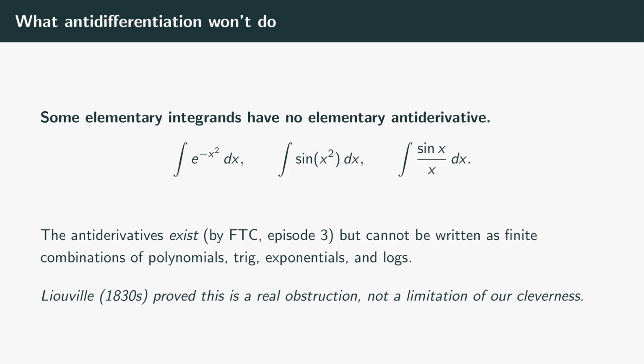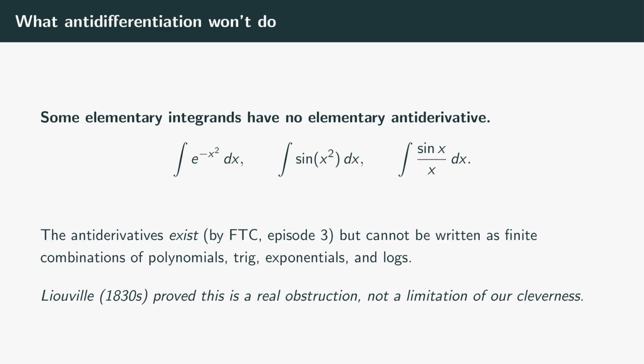One more caveat before history. Don't get the impression that every elementary function has an elementary antiderivative. It doesn't. Consider e to the minus x squared. That's the bell curve integrand, the Gaussian. Its antiderivative exists, has a name, the error function, and is studied extensively in statistics. But it cannot be written as a finite combination of polynomials, trig functions, exponentials, and logarithms. There is no elementary formula.